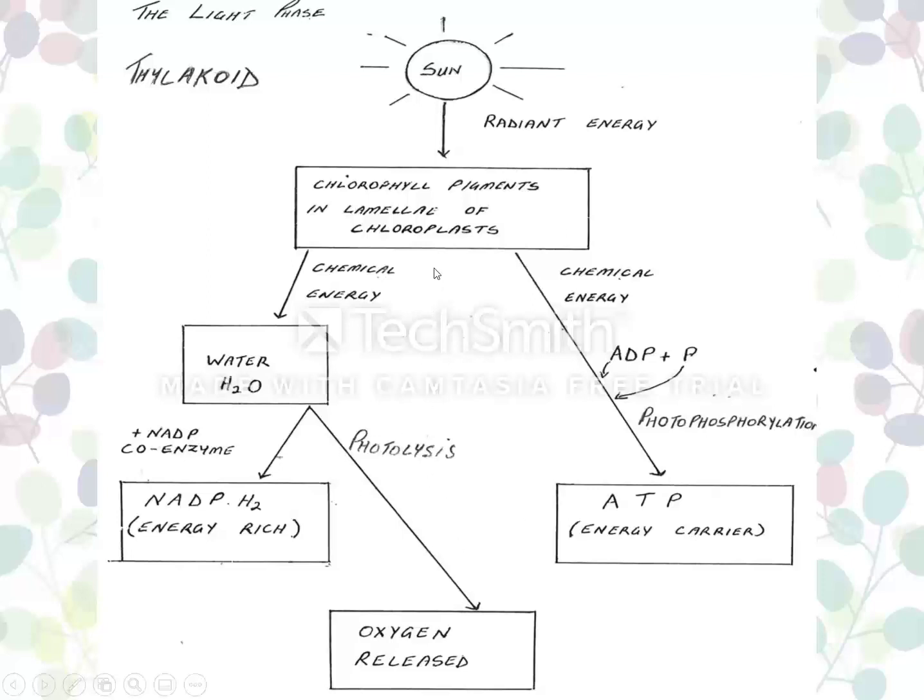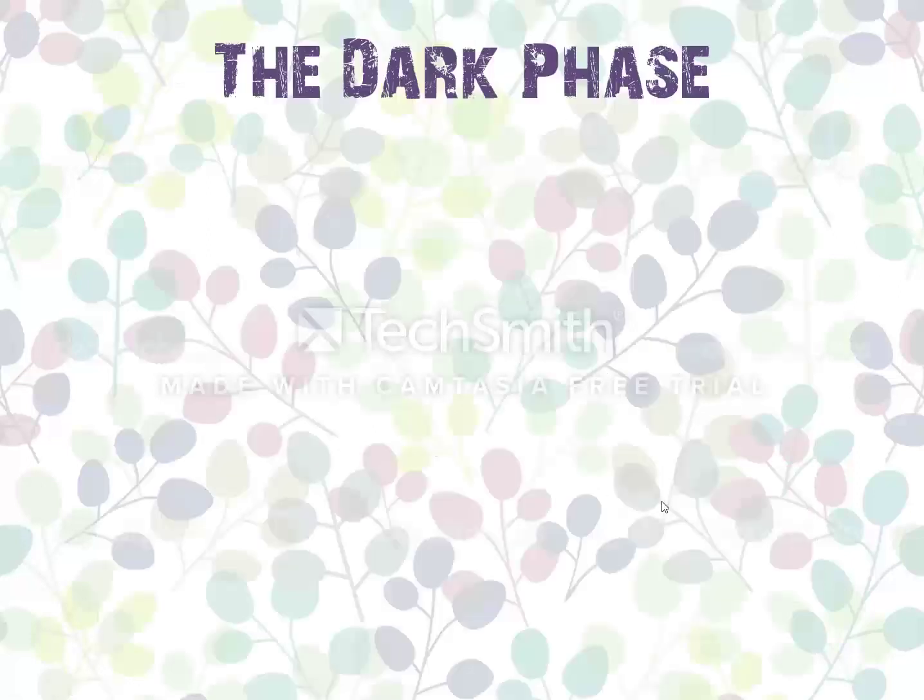Additionally, some of that energy is used to combine ADP plus phosphate, which is called photophosphorylation, to produce ATP. All right, so all repetition of what I've said.